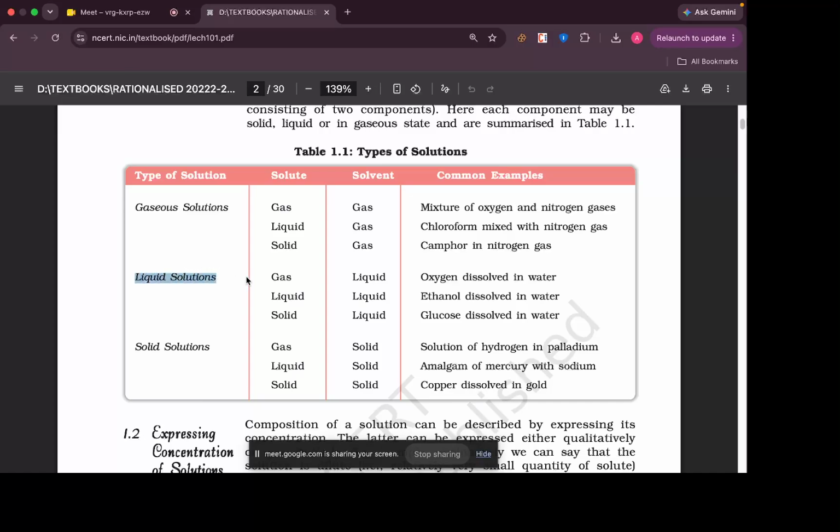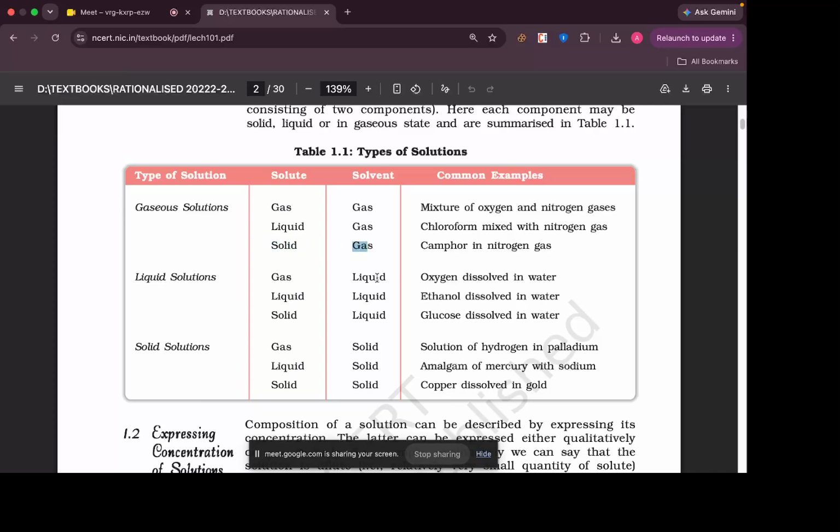But please remember that here gas will always be the solvent because it is a gaseous solution. In a liquid solution, liquid will always be the solvent. In a solid solution, solid will always be the solvent. When I add gas into gas, I have the example, very simple. If I have a liquid into the gas, I have chloroform. You have heard about chloroform already. You will mix it with nitrogen gas and you are done. Chloroform is liquid in nature, so liquid is mixed with the gas. Done.